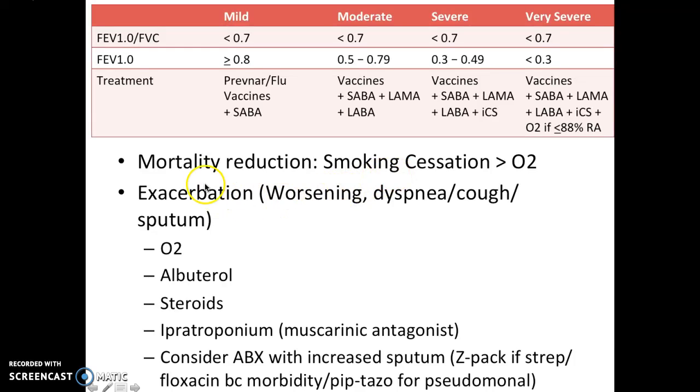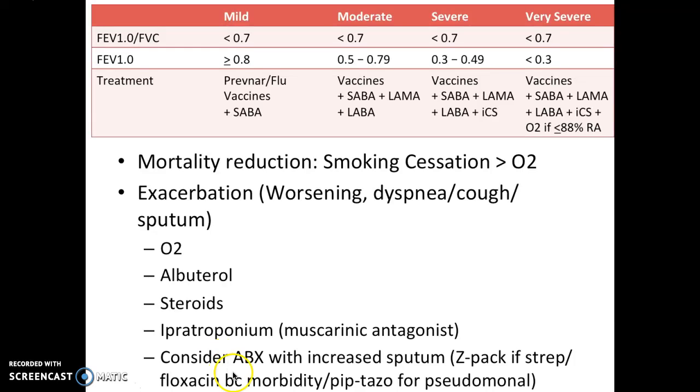So in an exacerbation of these individuals, they're going to be worsening, having a harder time breathing, having cough. Sometimes the cough will be productive. And I want you to remember the acronym OASIS for exacerbation. The way that I remember it is oxygen, albuterol, steroids, ipratropium, and Pseudomonas. I know there's a P in front, but it's easy for the acronym.